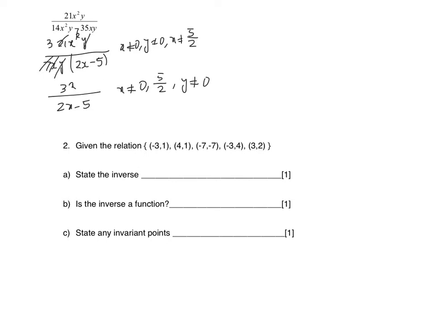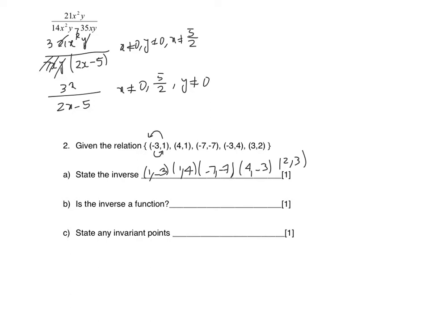The next question says that I have the ordered pairs in this relation: negative 3, 1; 4, 1; negative 7, negative 7; negative 3, 4; and 3, 2. State the inverse. As we know, for the inverse, we just flip x and y. So this inverse becomes 1, negative 3; 1, 4; negative 7, negative 7; 4, negative 3; 2, 3. You just exchange the position of x and y. This means that this becomes your new x and this becomes your new y.